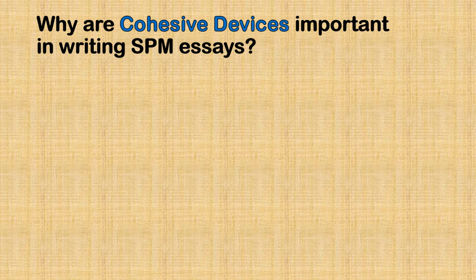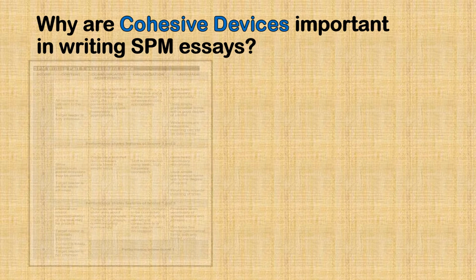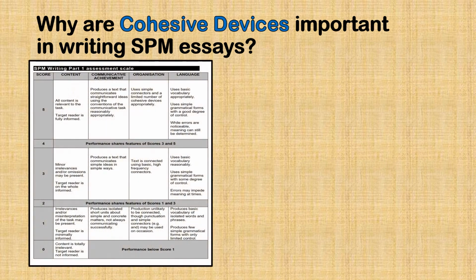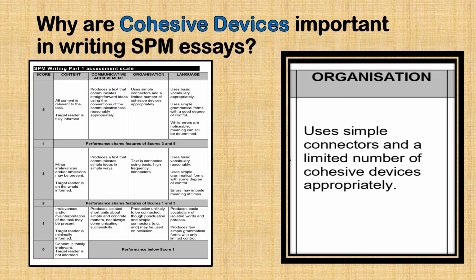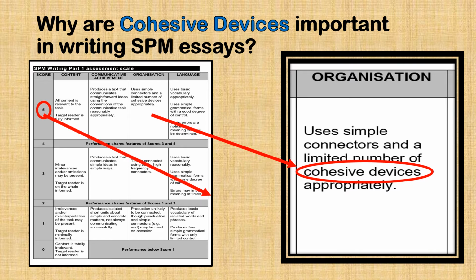Why are cohesive devices important in writing SPM? Let me explain to you. Look here. This is the marking scheme for SPM 1119 Paper 1 Part 1. Let's focus on organization. Let's read it together. Uses simple connectors and limited number of cohesive devices appropriately. Where does this come from? Here. How many marks does it carry? 5 marks. You see how easy it is for you to score 5 marks, that is full marks, if you use cohesive devices appropriately. Let's move on to the next one.